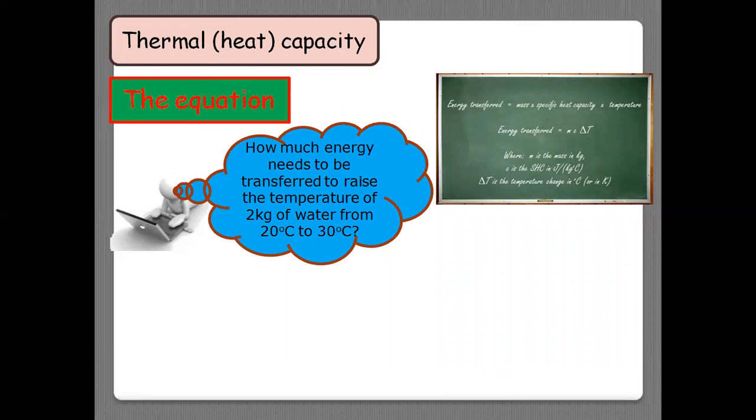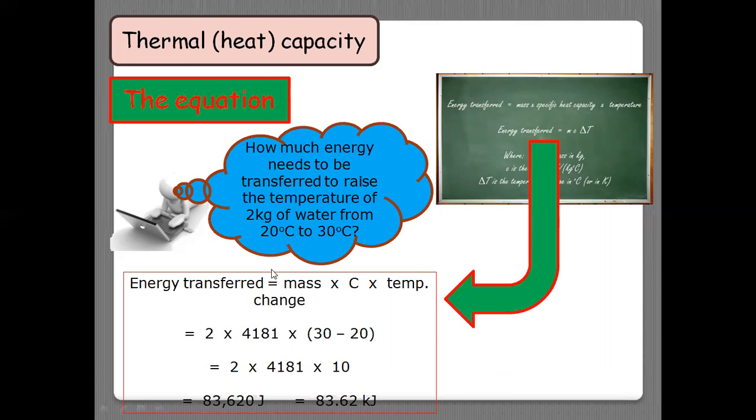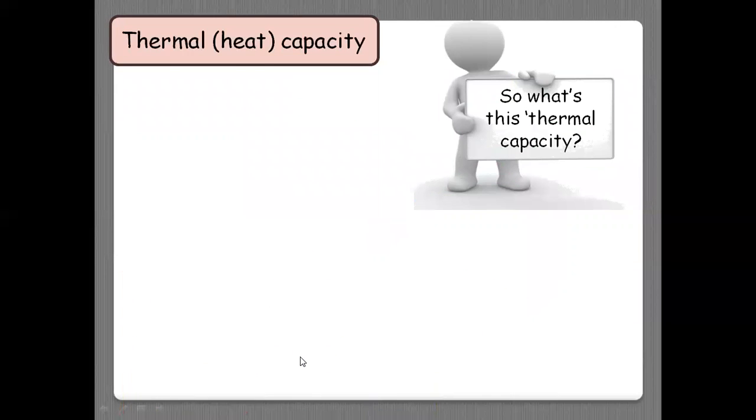Now one of the examples: how much energy needs to be transferred to raise the temperature of 2 kilograms of water from 20 Celsius to 30 Celsius? So how will we use the equation of energy transfer? Again, the equation E equals m times c times change in temperature. In this example, the mass is 2 kilograms, the specific heat capacity of water is 4,181, and the change in temperature based on the question is 30 minus 20, so it is 10. So the energy transferred is 83.62 kilojoules. We need this amount of energy to raise the temperature of 2 kilograms of this material by 10 Celsius.